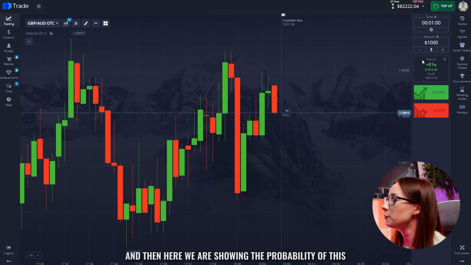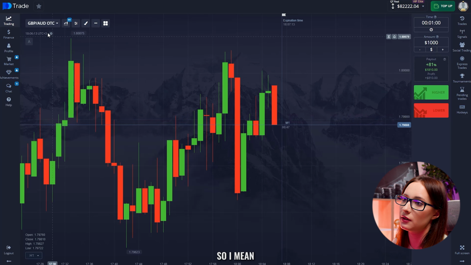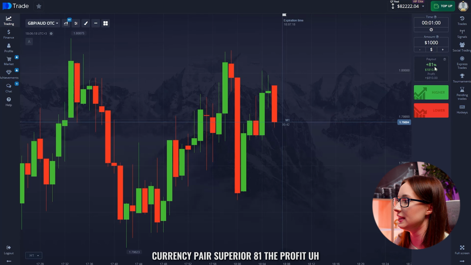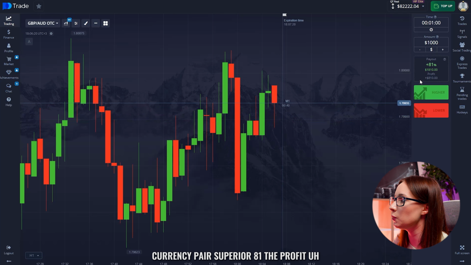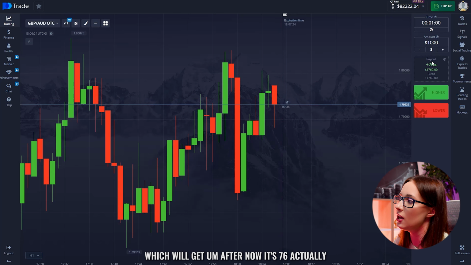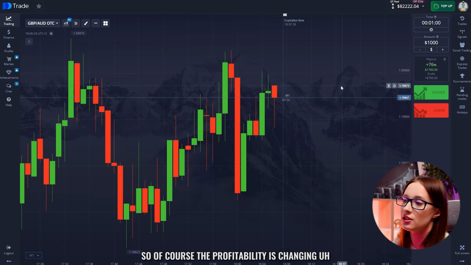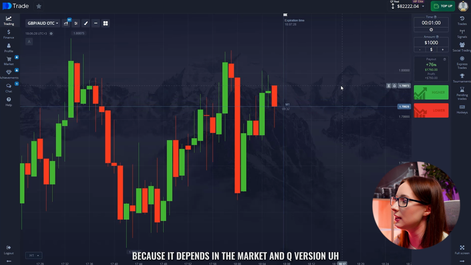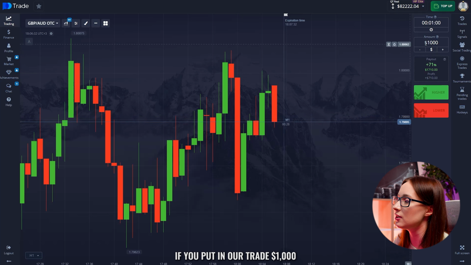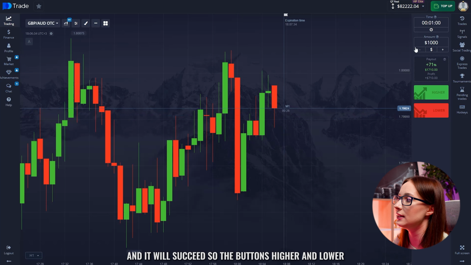Okay, then here we are shown the profitability of these currency pairs. The profitability of the pound sterling and Australian dollar currency pair is 81. Here's the profit which we'll get after... now it's 76 actually. So of course the profitability is changing because it depends on the market. And here we're shown what profit we are going to get if we put in our trade $1,000 and it succeeds. Then there are the buttons higher and lower.